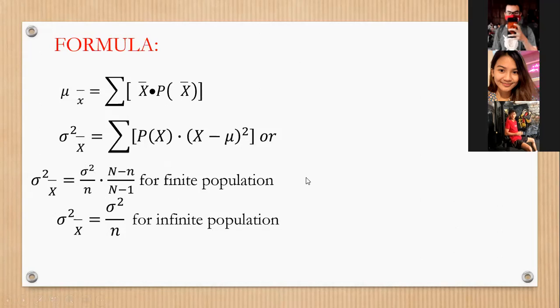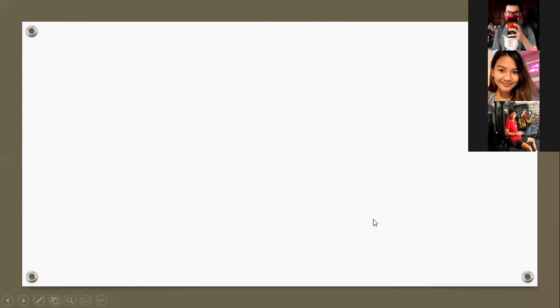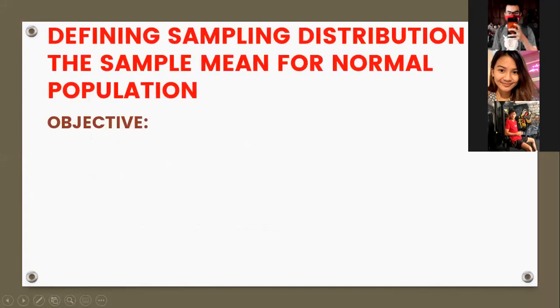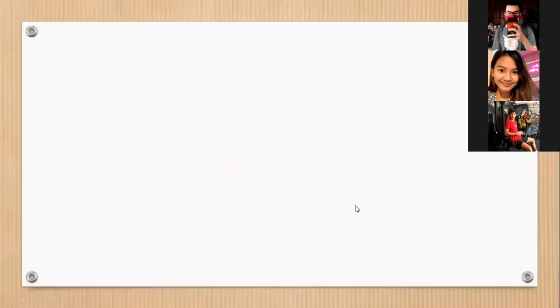Okay po? And the notation for each, ayan naman siya. Kung saan natin mga kinukuha yun sa formula natin. So may guide kayo kung paano. Okay po? And proceeding with the next module, which is all about defining sampling distribution of the sample mean for normal population. So, of course, our objective is to define the sampling distribution of the sample mean for normal population. Kaya madali lang ngayong week na to. Lahat naman ng weeks, di ba? Madali. Kaya lang madaming kailangan i-compute.